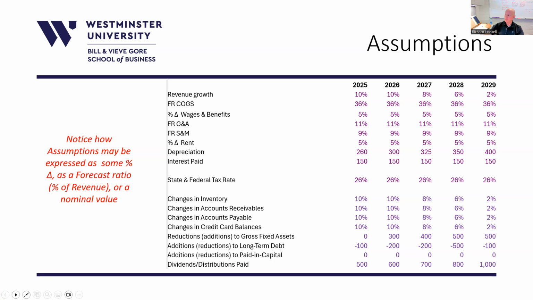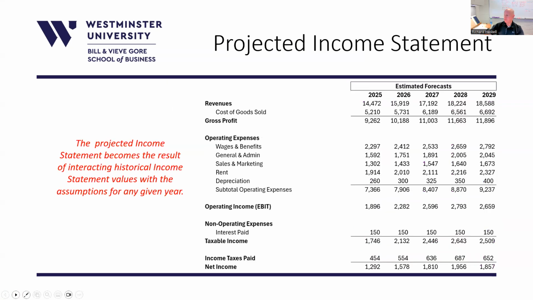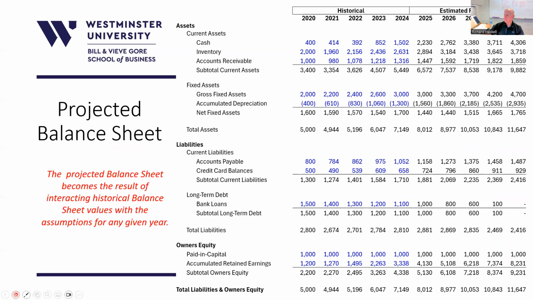Similarly, every line on the balance sheet is covered by some kind of an assumption. And in this case, I'm showing you both the historical balance sheet as well as the estimated future forecasts. I didn't do that for the income statement, but I did for the balance sheet. And you'll see how the balance sheet develops having applied those various assumptions.